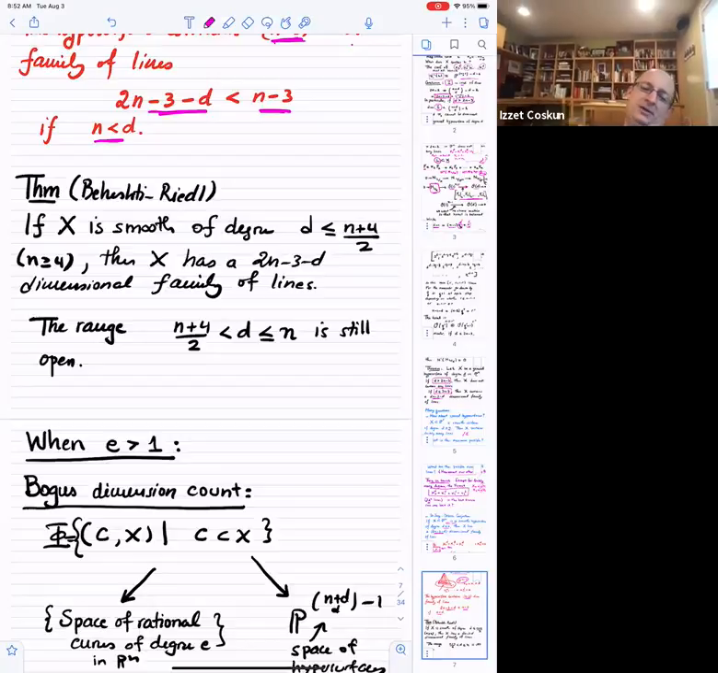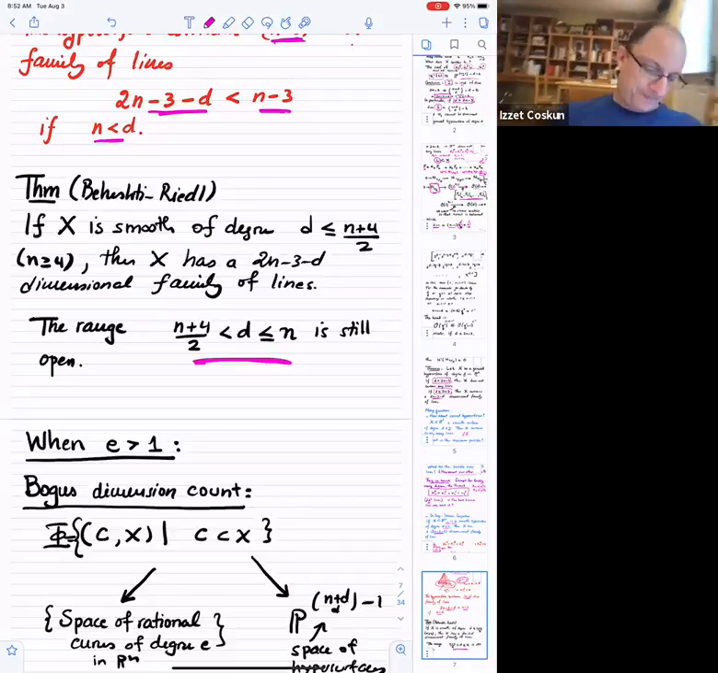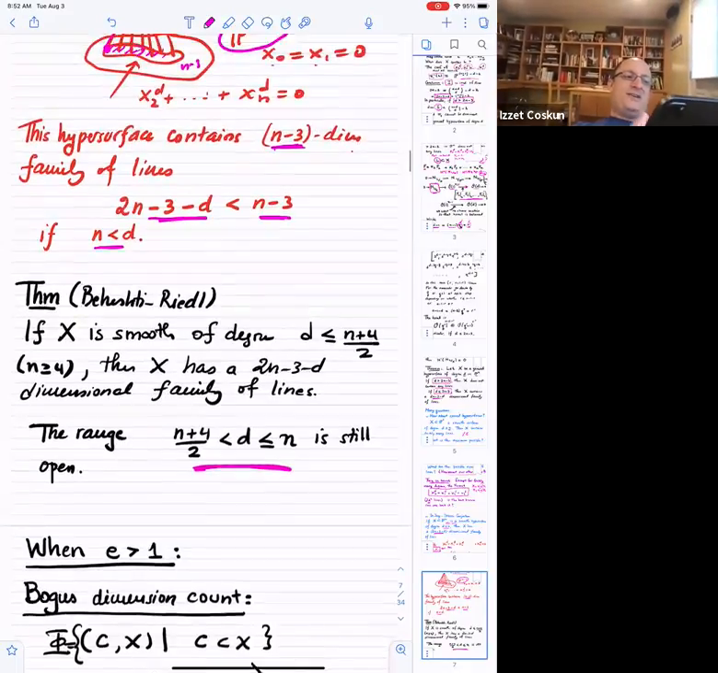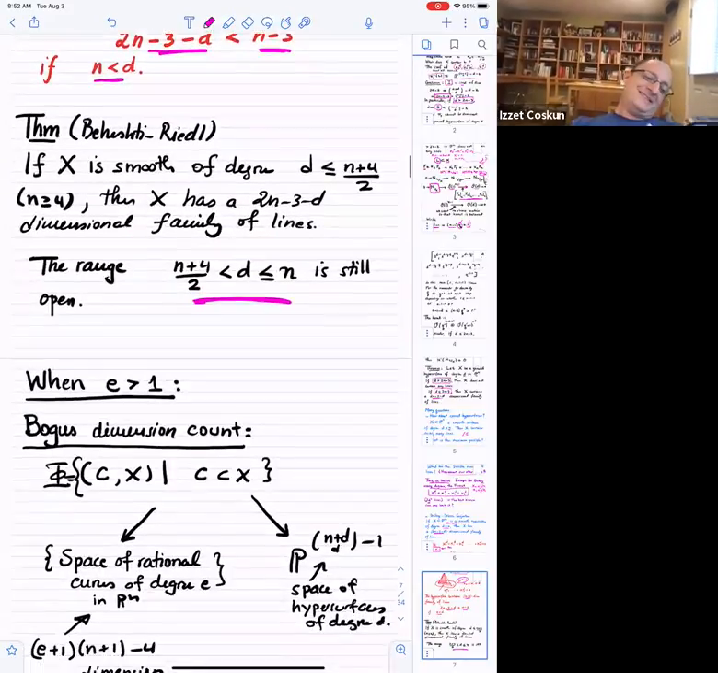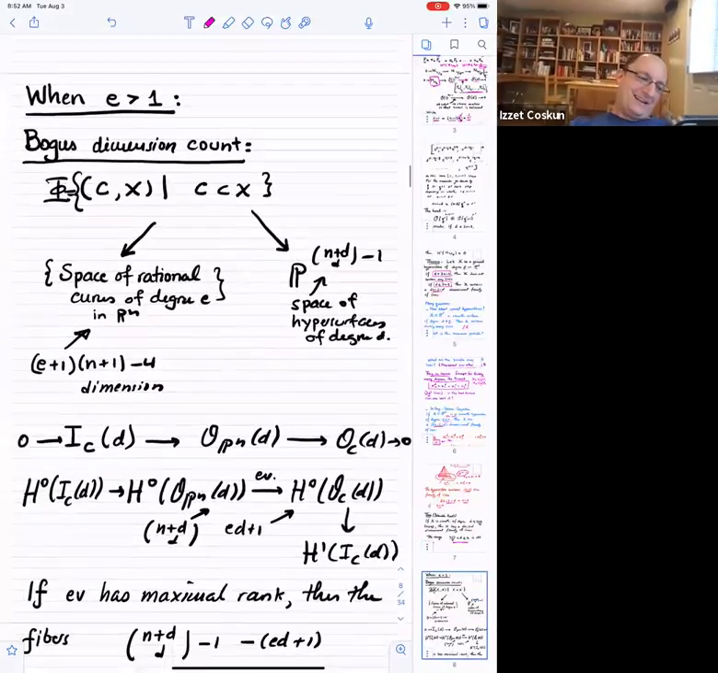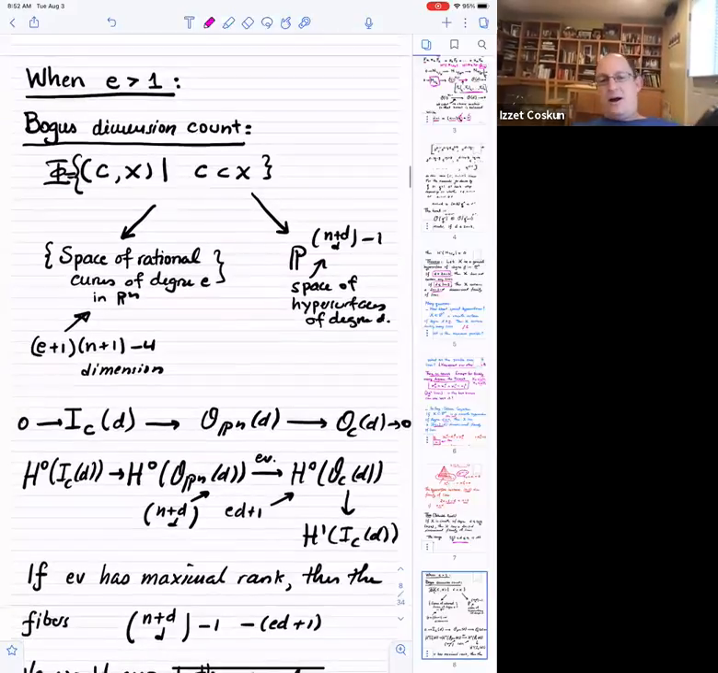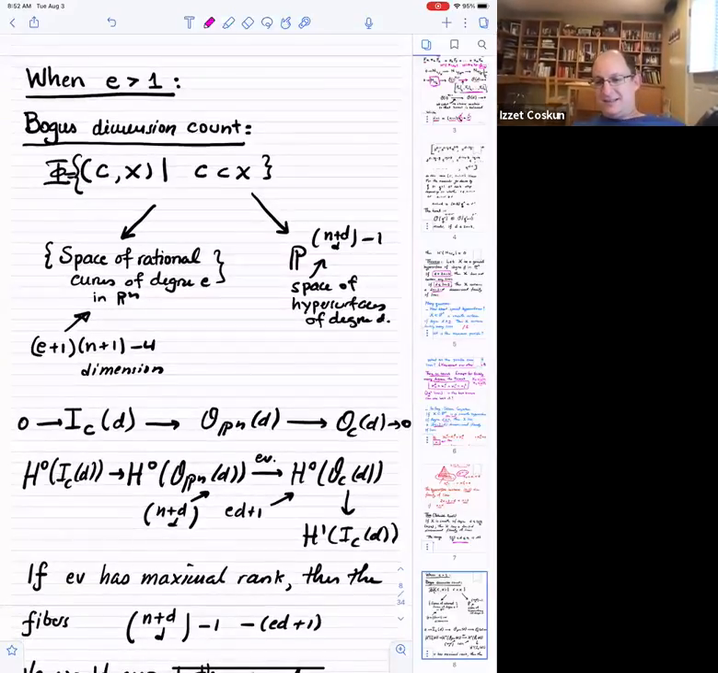Okay. But in this range, we don't know it. Between roughly n/2 and n, we still don't know the conjecture. So even lines and hypersurfaces have lots of open questions. I want to make that clear. All right, so that was a discussion of lines, but it doesn't end there.